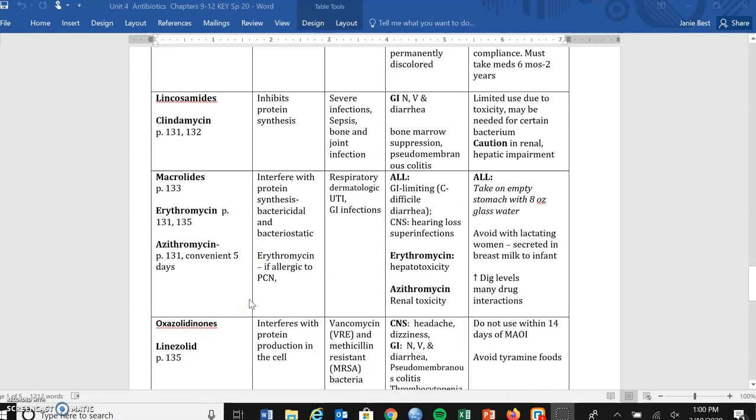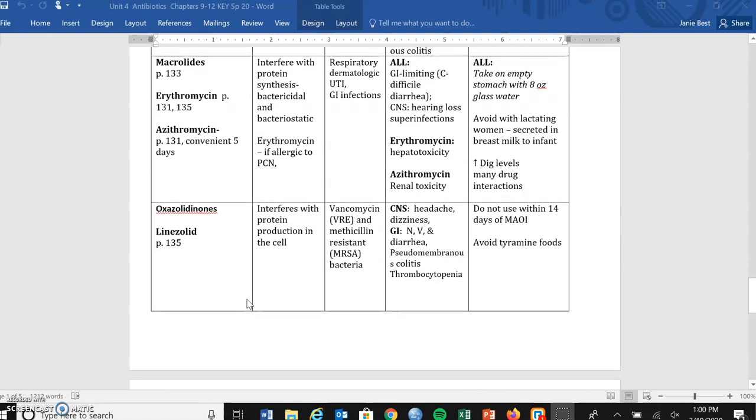In the macrolide department, the erythromycin and azithromycin that we are talking about in this chapter are also GI limiting or GI toxic and can cause C. difficile and hearing loss, as well as other superinfections. All these drugs are taken on an empty stomach and need to be avoided in lactating women because they are also secreted in the breast milk.